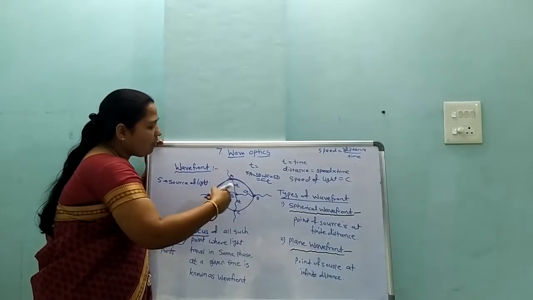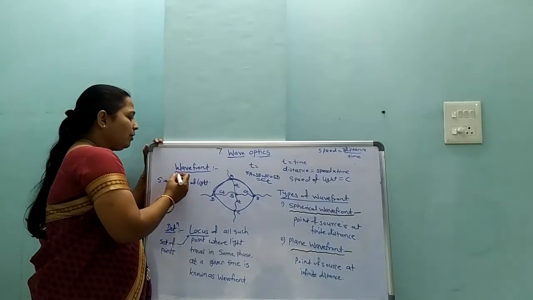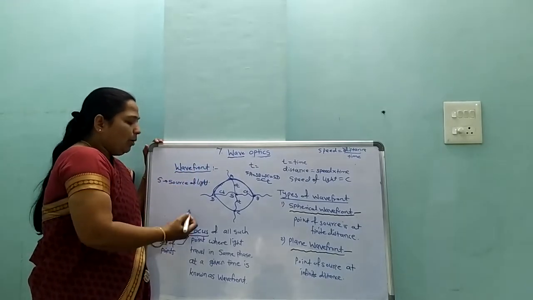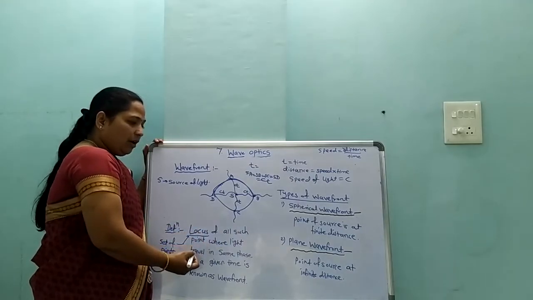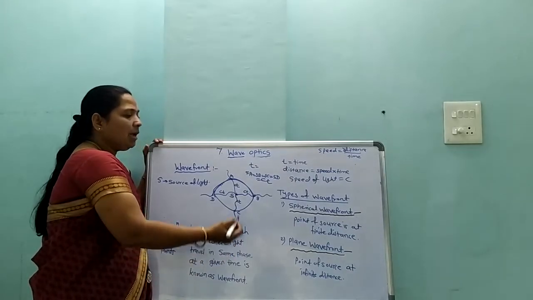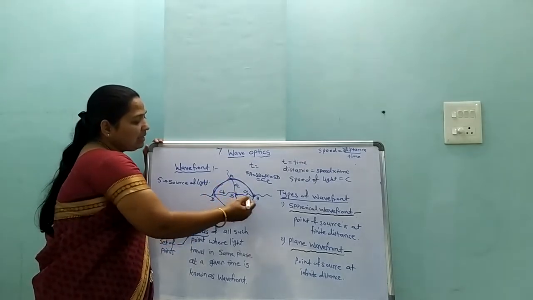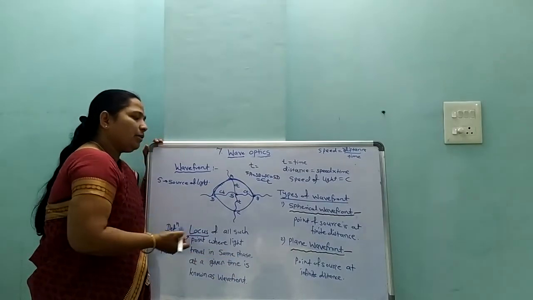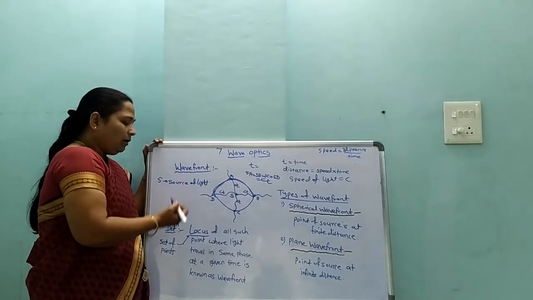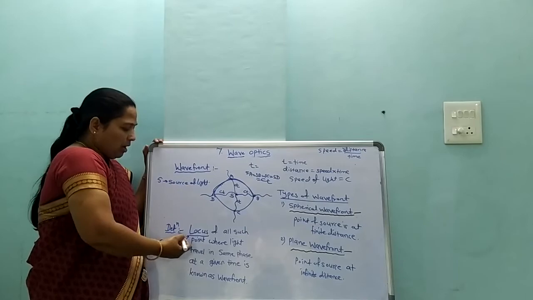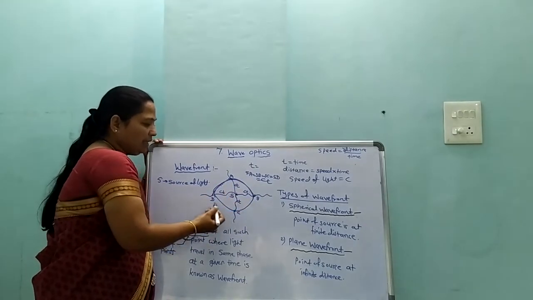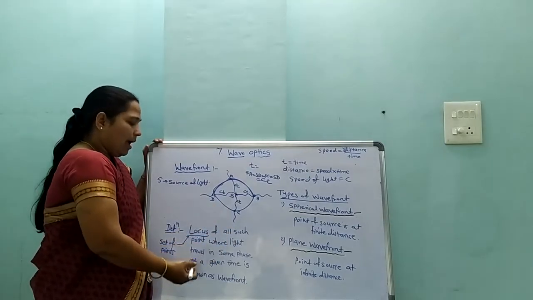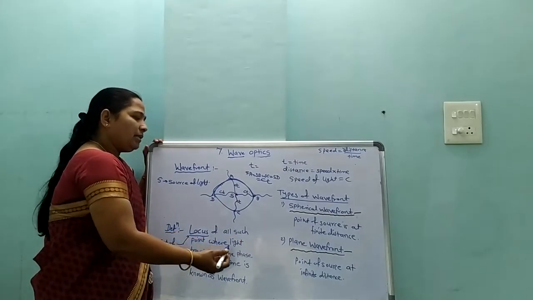Such a formation, the locus of all such points, is known as a wavefront. Definition: the locus of all points where light travels in the same phase at a given time is known as a wavefront. Let me repeat the definition: the locus of all such points where light travels in the same phase at a given time is known as a wavefront.